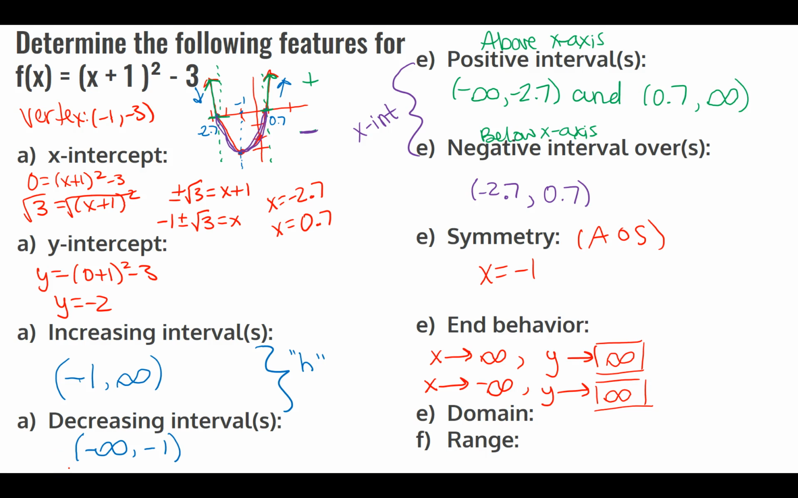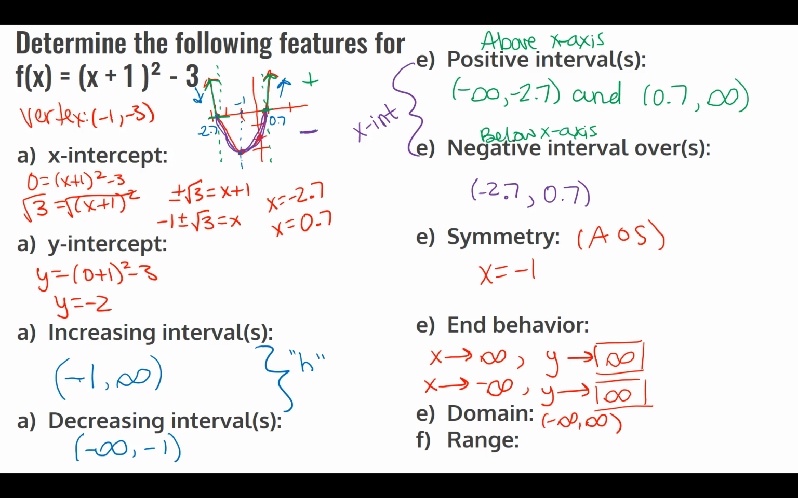Color's not changing. Okay, domain, we always said was what? All of the x's. How do I say all of the x's? What's the lowest x we can have? Negative infinity. What's the highest x we can have? Positive infinity. Yep. So there's my domain. We talked about range, though, didn't we?